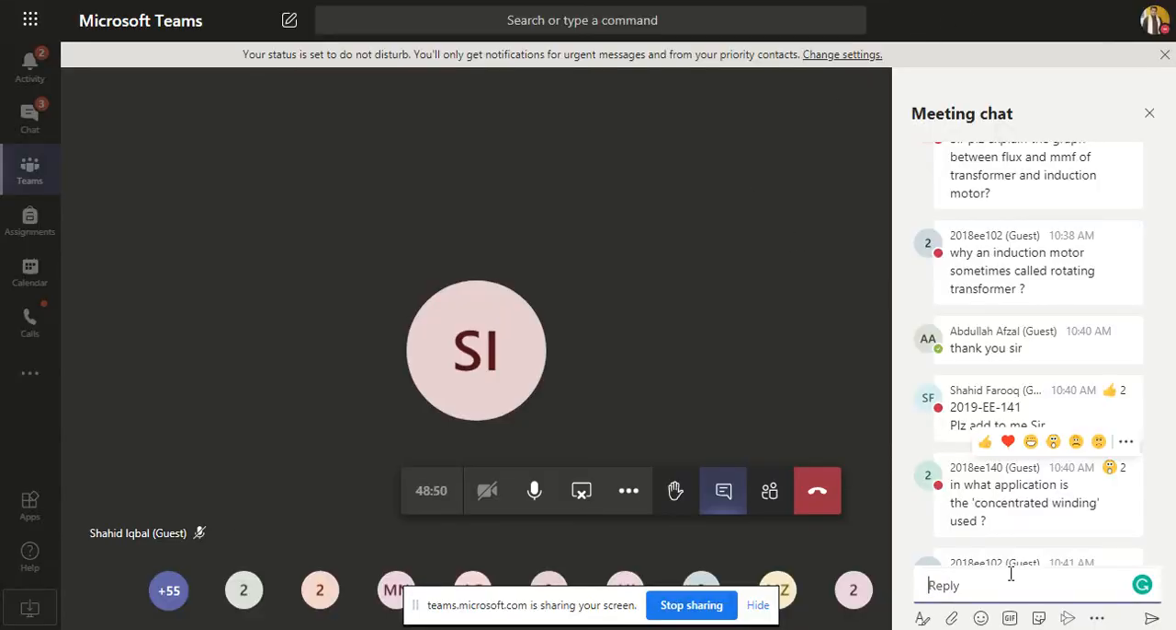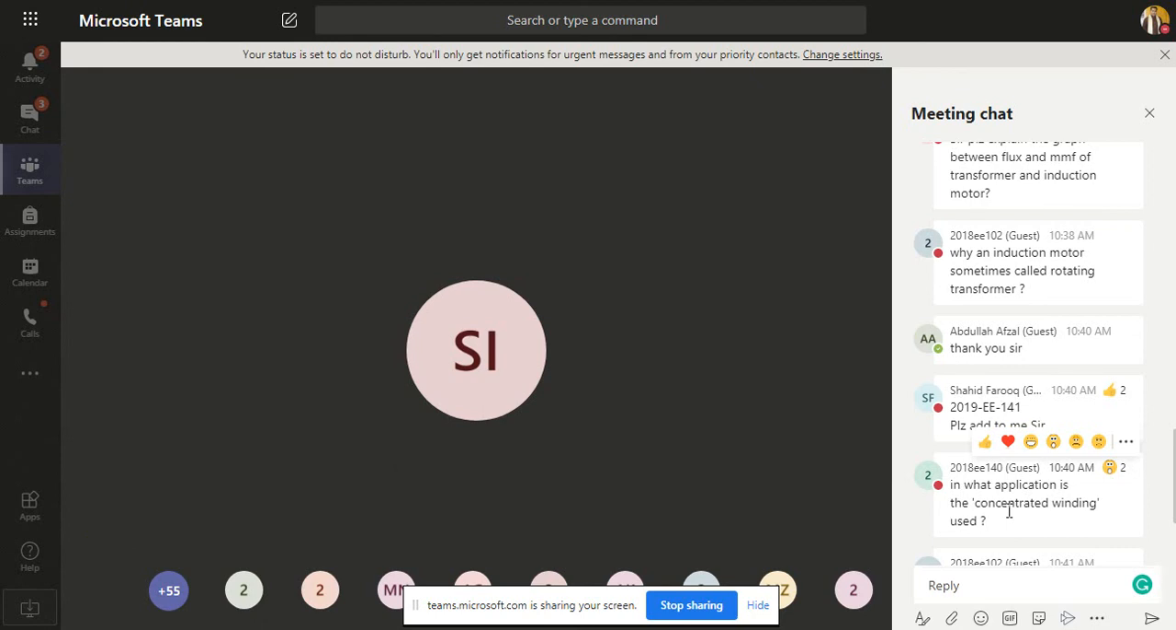Okay, why is an induction motor sometimes called a rotating transformer? Very simply, I told you in the very start also that in an induction motor there is a rotor winding which is short circuited. The only differences between a transformer and an induction motor, as far as the winding is concerned, are the axis of the winding and, secondly, that the rotor windings in an induction motor are short circuited. That's why it is called a rotating transformer. It's rotating over there.